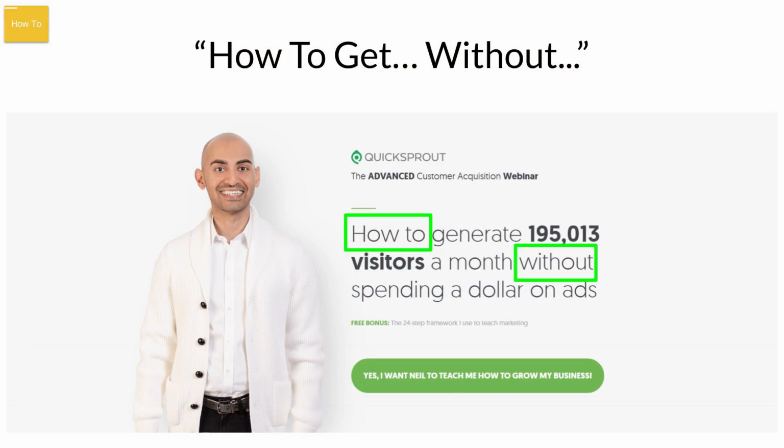Let's jump right in. The very first headline formula we have is how to without. Our example here is from Neil Patel: how to generate 195,113 visitors a month without spending $1 on ads. In this particular example, Neil is talking about a result that his ideal customer wants, which is a lot of website traffic, without something that they think they have to do, which is spend a lot of money on ads.